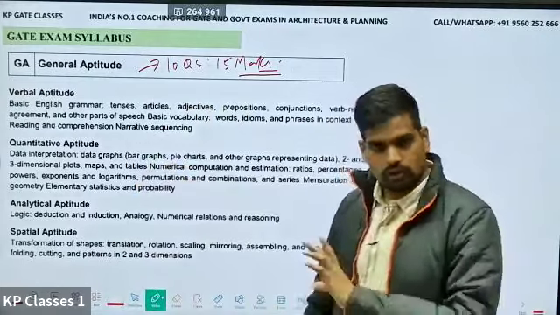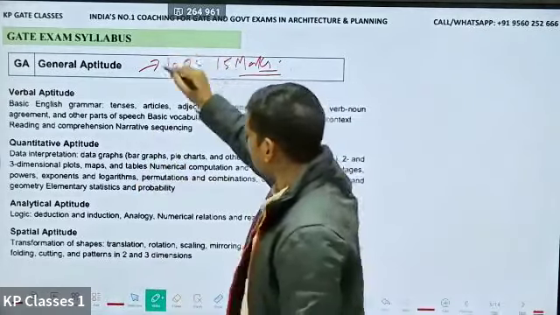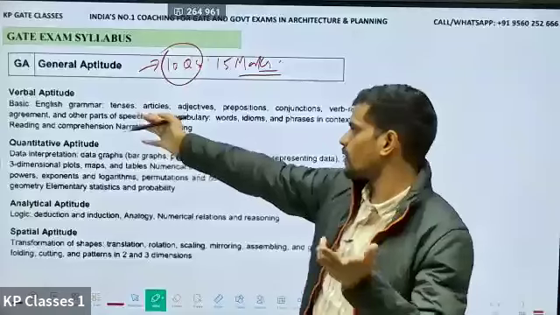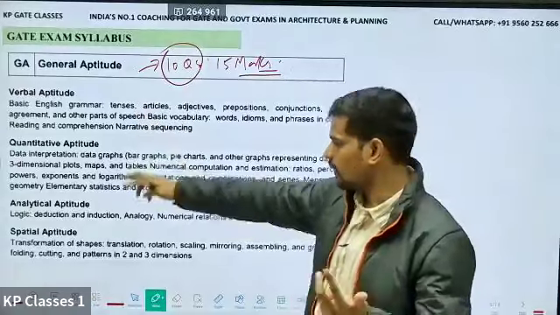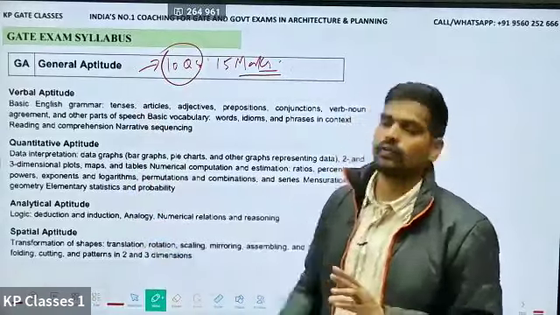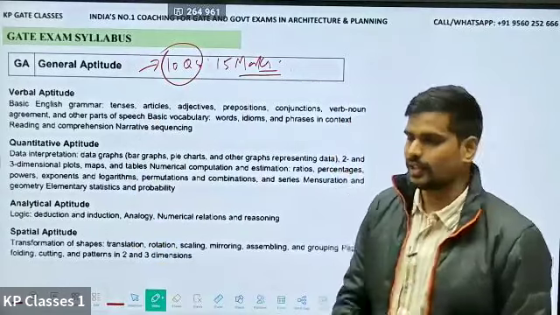Quantitative aptitude also includes all these topics. You will have 10 questions. So it's like one or two questions from verbal ability, one or two questions from quant, one or two questions from analytical aptitude, and one or two questions from spatial aptitude will be asked in the exam.